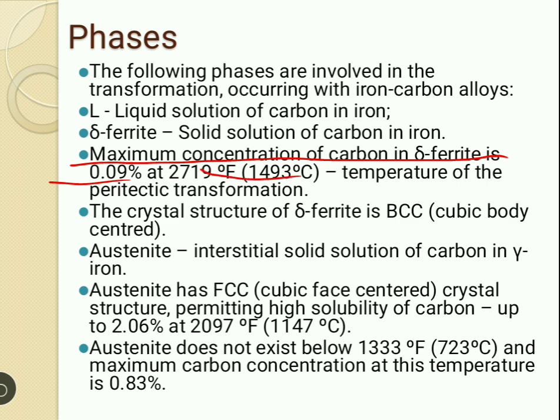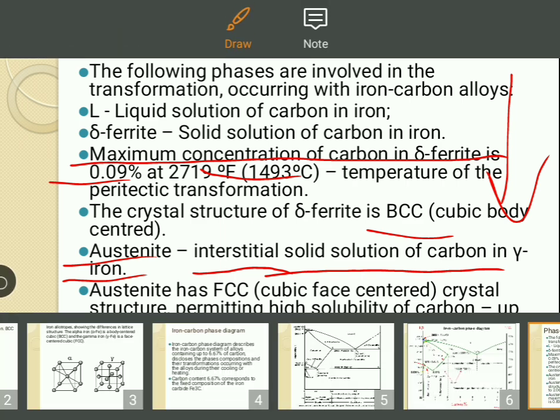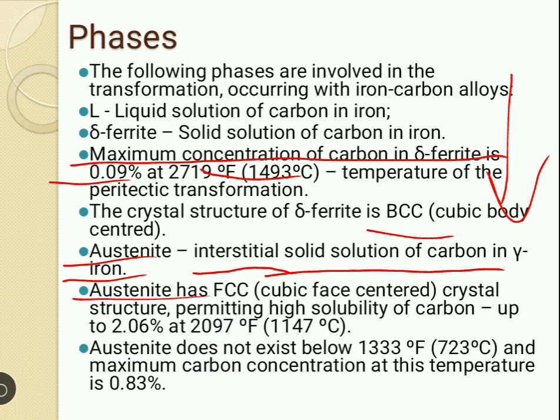So same thing, where the carbon percentage is very low. Again the crystal structure is BCC. Then after further cooling, it will convert into austenite. It is nothing but the interstitial solid solution of carbon in gamma iron. Austenite has an FCC structure, permitting high solubility of carbon up to 2%, and the temperatures are given. So this is the phase.